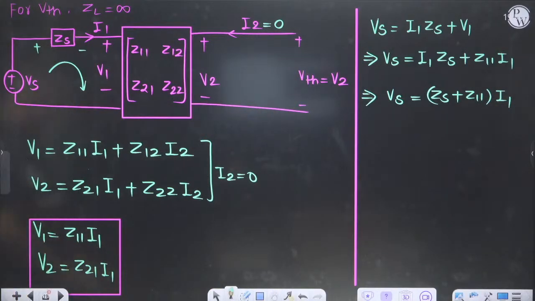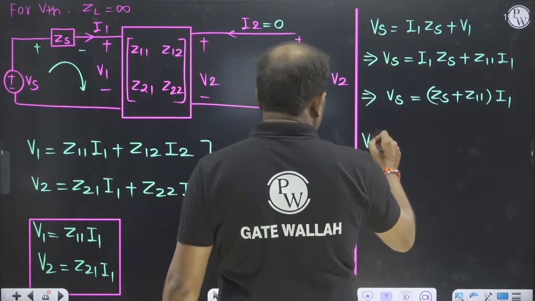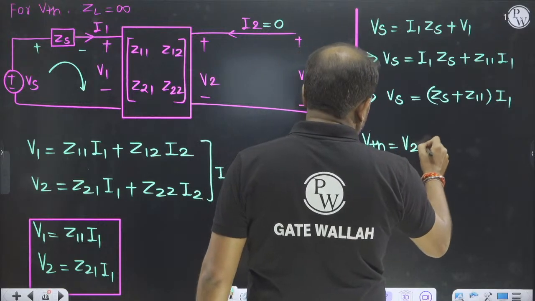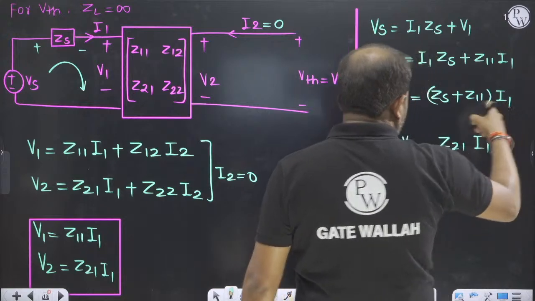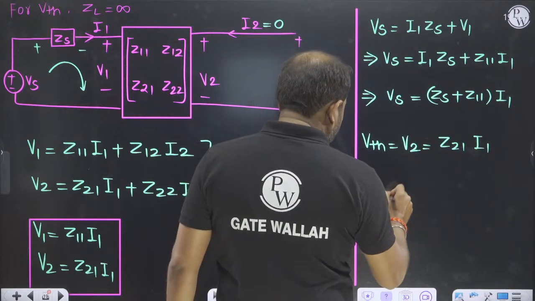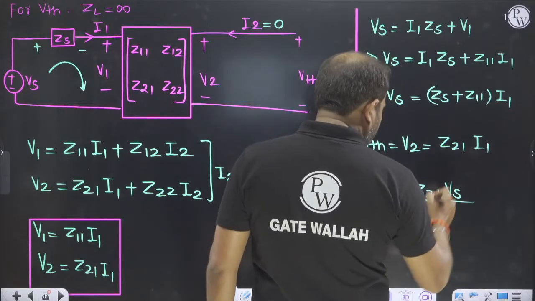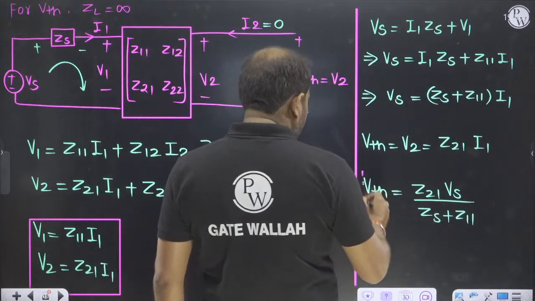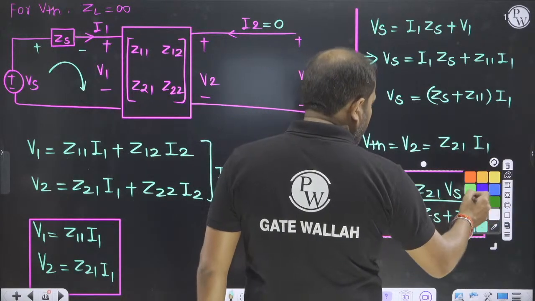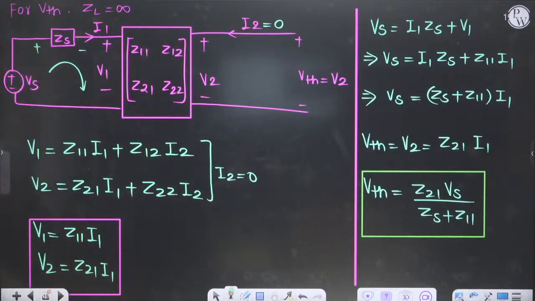Then V2 is nothing but VTH. So VTH is equal to V2. V2 is equal to Z21 I1, and I1 will be written in terms of VS. So Z21 VS divided by ZS plus Z11. So we have found VTH here. It is very easy.